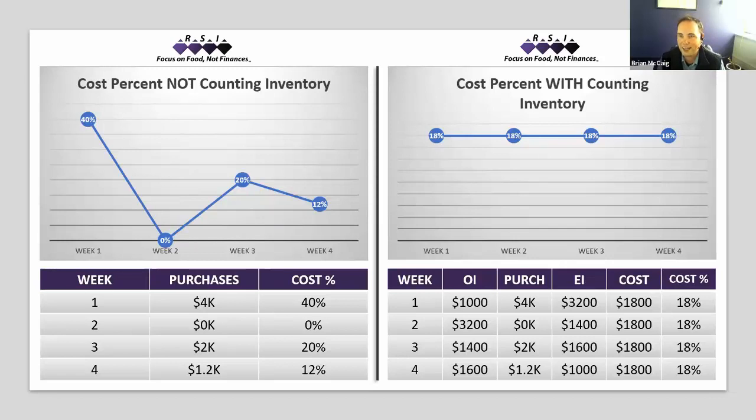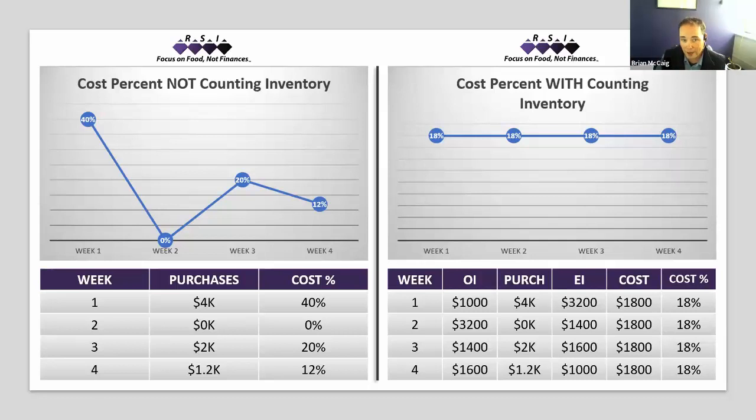Now, obviously, I took some liberties here. Nobody's ever going to have a perfectly flat line. But if you're counting inventory, you don't have the fluctuations based on heavier purchases and lighter purchases. And if there's something that I want my team to dive into, maybe there's a waste problem. We'll talk about that in a little bit here in a second. But maybe there's some, this is a liquor restaurant. Maybe there's some liquor going out the back door without me knowing.